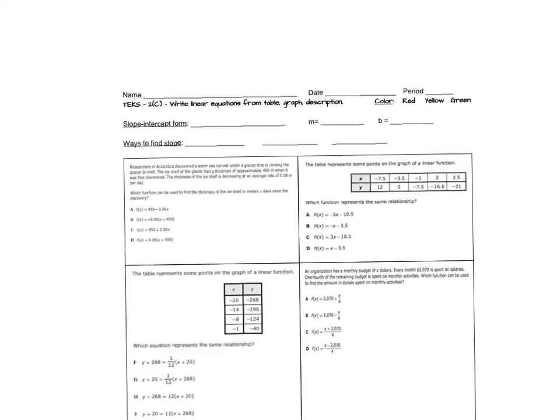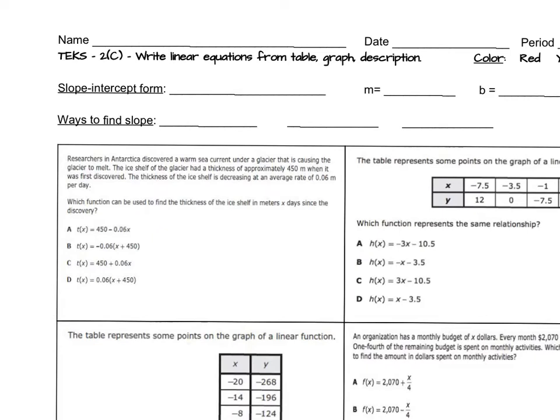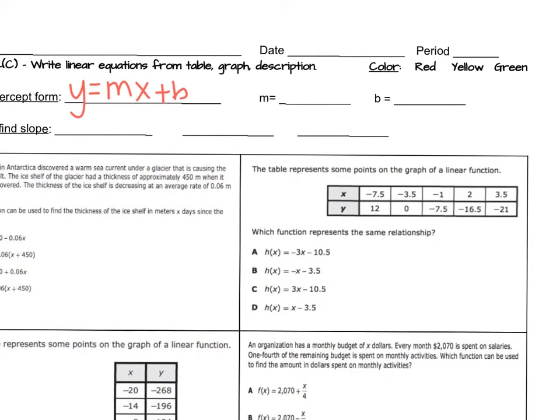For this skill, one of the most important things for us to know is slope-intercept form and ways to find that slope. So slope-intercept form is y equals mx plus b. Remember, that's on your star chart. You don't have to memorize that.